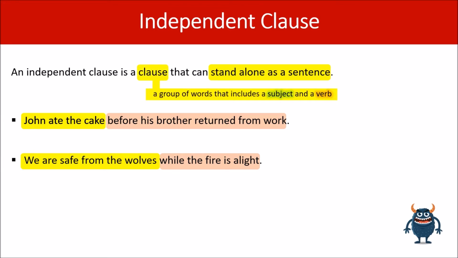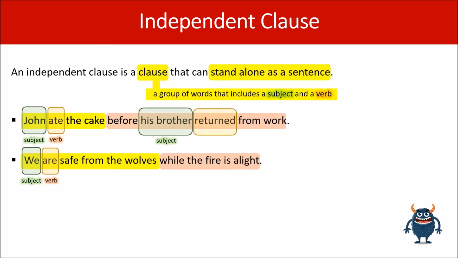So let's look at our first independent clause in the first example. We have John, the subject, and ate, the verb. And in the independent clause in the second example, we is the subject and are is the verb. If we now look at the dependent clause in the first example, we have his brother is the subject and returned is the verb. And in the second one, the fire is the subject and is the verb. The yellow clause in each example is an independent clause because it could stand alone as a sentence. That was just a quick reminder on the term clause.